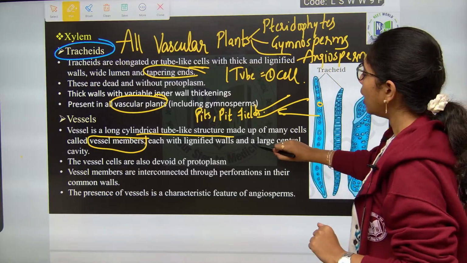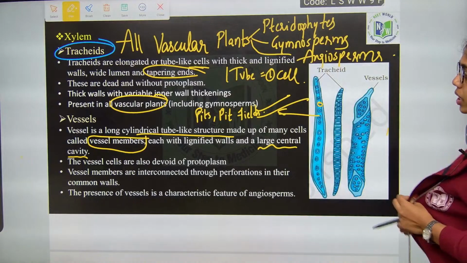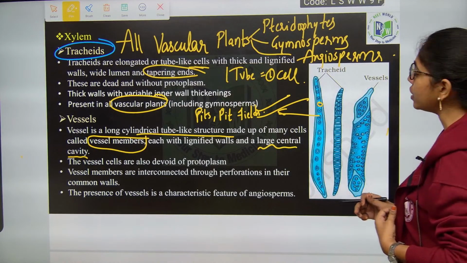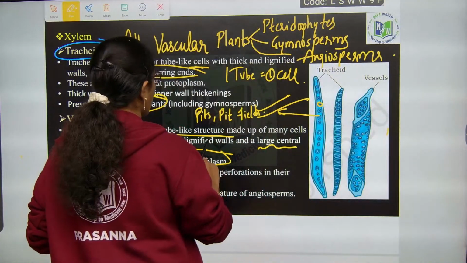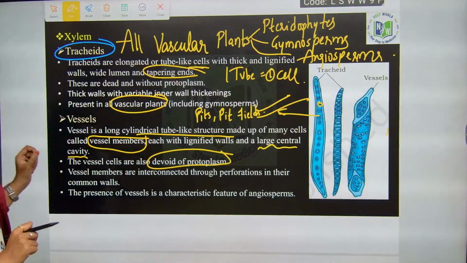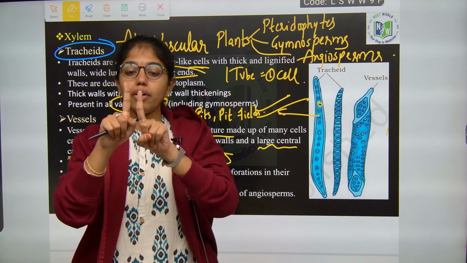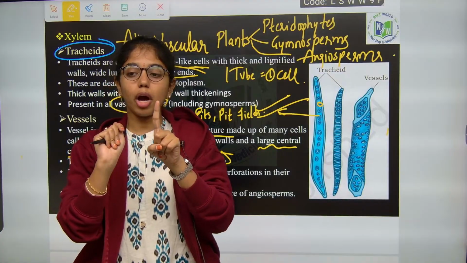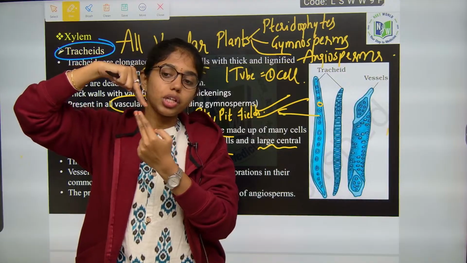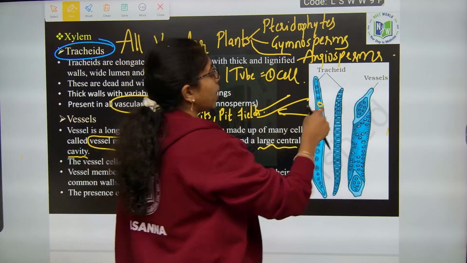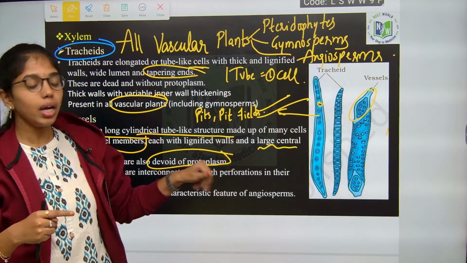They have a large central cavity. The vessel cell is devoid of protoplasm. There is no protoplasm. Again, vessels are also a dead component of the xylem tissue. Vessel members are interconnected through perforation plates. How are tracheids connected to other xylem components? By pits. Two vessels are connected through the perforation plates. With these perforation plates, the conduction of vessels is maximum when compared to the tracheids.